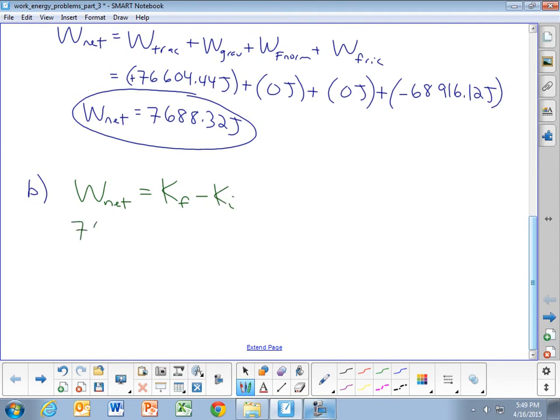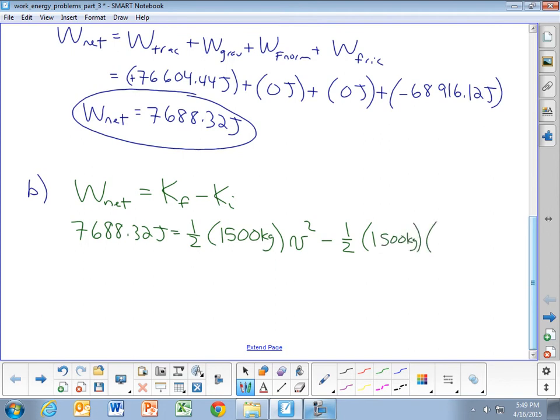So I know that 7,688.32 joules will equal 1/2 times the mass of the sled, so that's why we found the 1,500 kilograms, times the final speed squared, minus 1/2 times the mass, 1,500 kilograms, times the initial speed squared. And it starts with a speed of 2 meters per second.